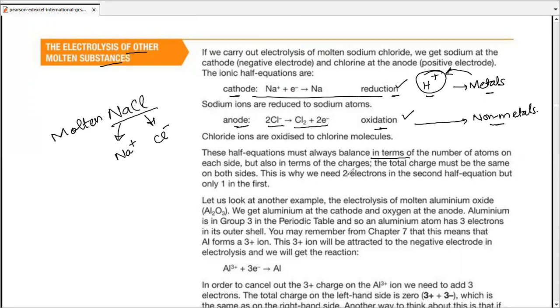Half equations must balance in the number of atoms on each side, but also in the number of charges on both sides. That's why in this equation, we need 2 electrons, as 2 multiplied by -1 is equal to -2. In the same way over here, 2 multiplied by -1 is equal to -2. So in the arrow, the left-hand side and the right-hand side have the same number of charges. That's what we need. We need the charges to balance one another.